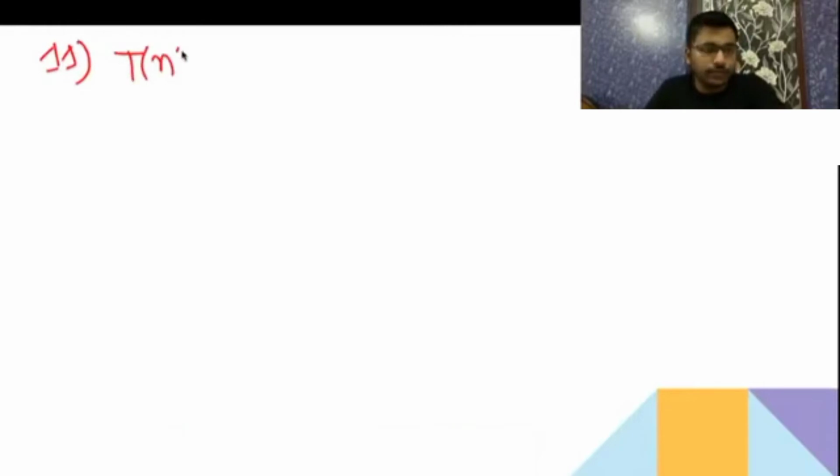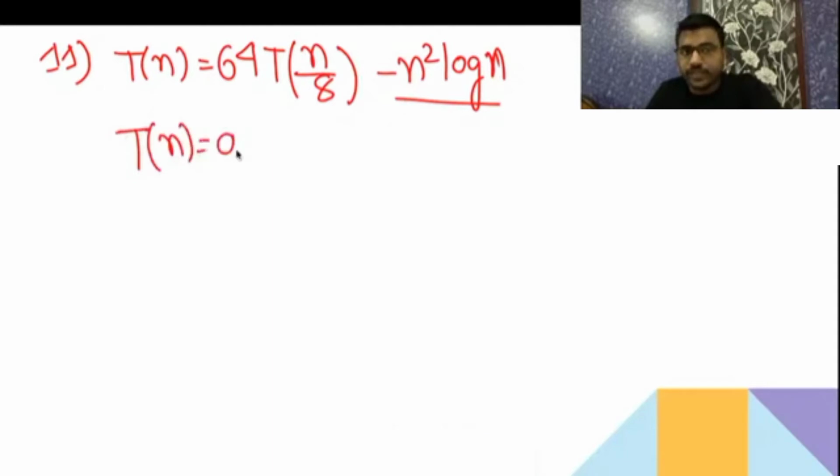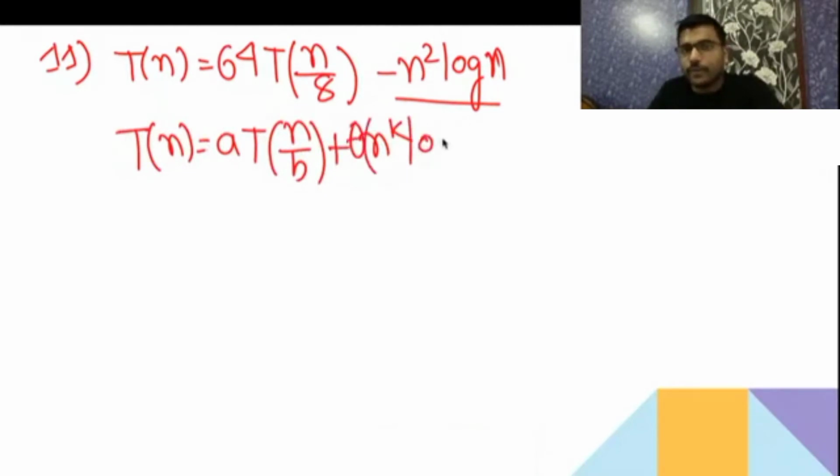Tn is equal to 64T(n/8) minus n square log n. Now if you see here, it is negative. So here also we can't apply the master theorem, because the recurrence should be Tn equals aT(n/b) plus theta of n to the power k log to the power p n. That should be positive. Here it is negative.